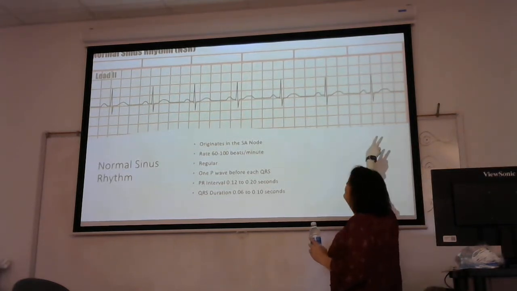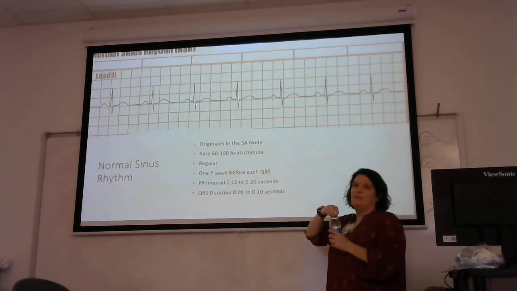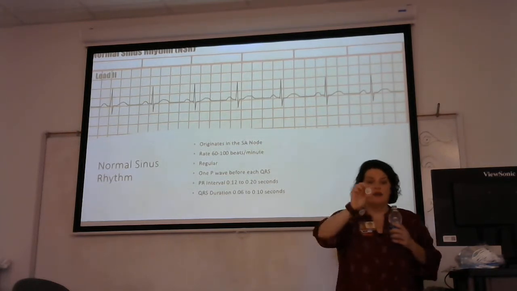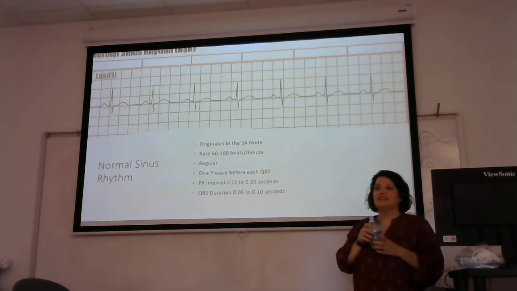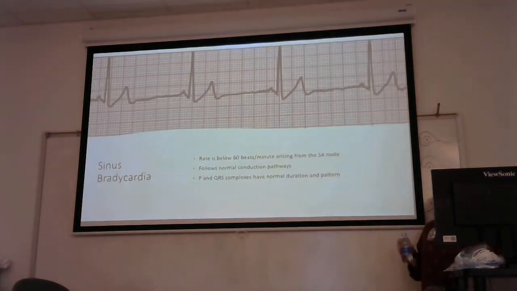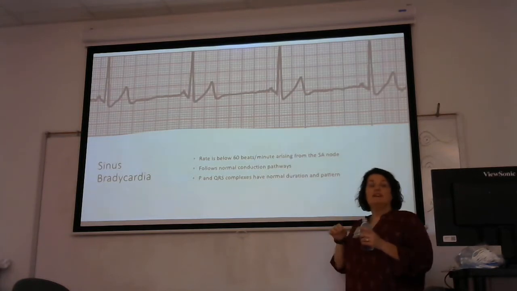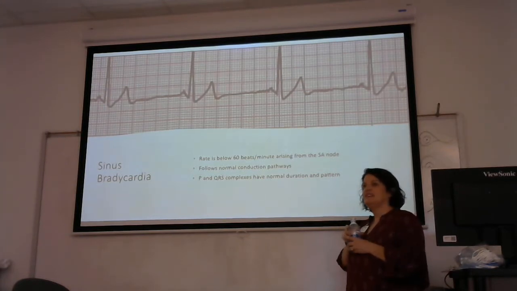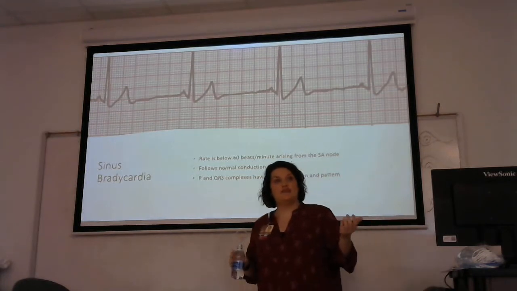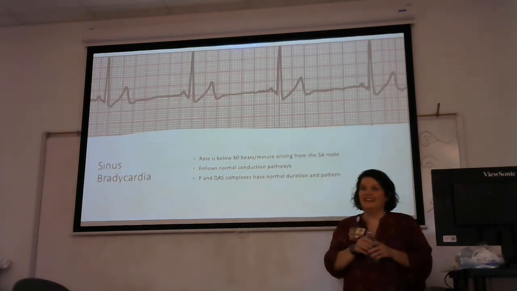How many complete QRSs do I have right here? Seven. Seven, right? So 7 times 10 is? 70. Look at you, awesome folks. How many complete QRSs do I have? 4. 4 times 10 is? 40. Guys, you just learned how to do the heart rate, okay?